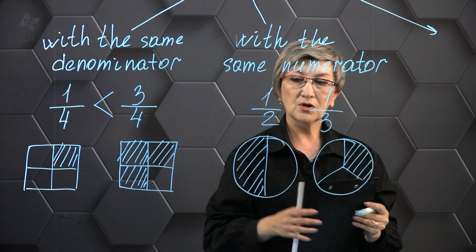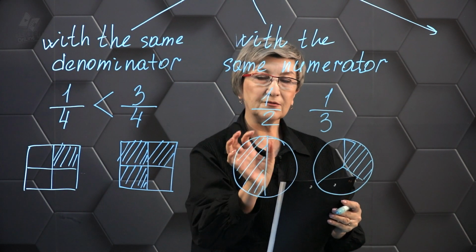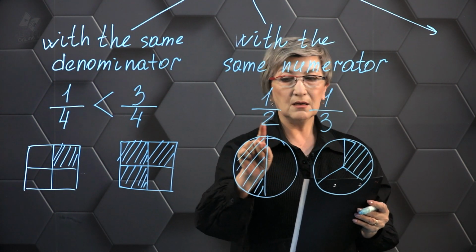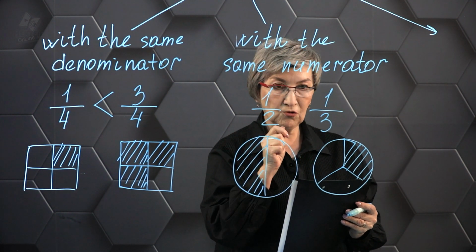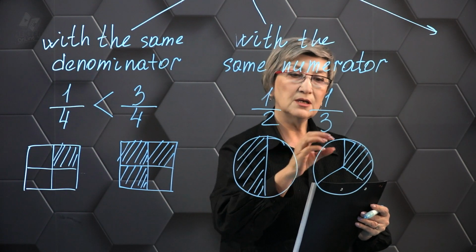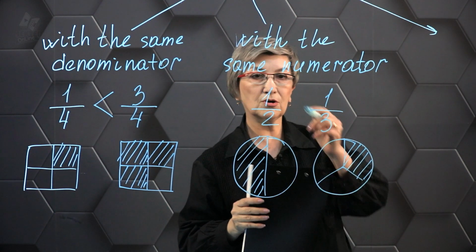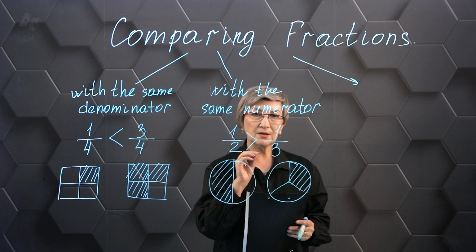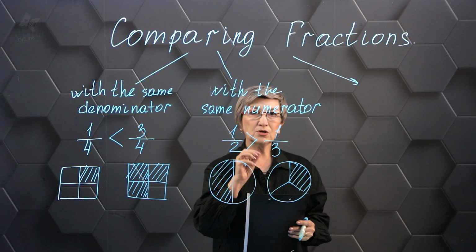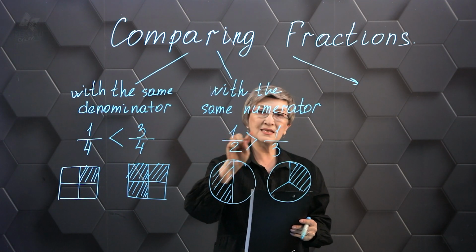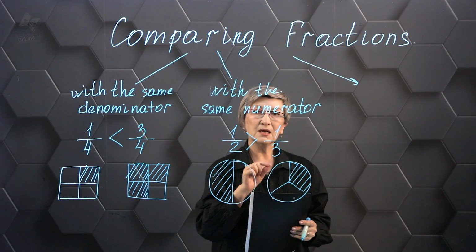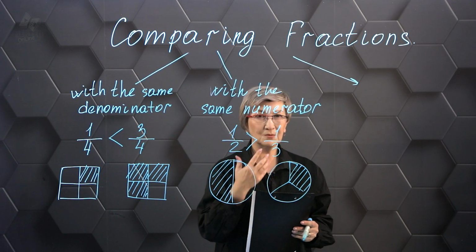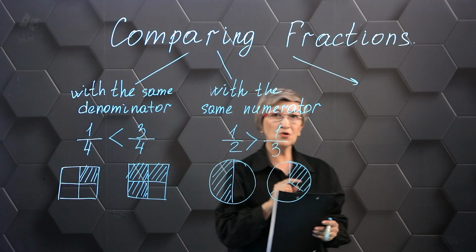Then I see that fraction 1/2 will be greater than fraction 1/3 because 1 part in 2 will be greater than 1 part in 3. I'll put the greater than sign. The result is the rule of 2 fractions with the same numerator: the fraction with the denominator less is greater. Let's look at the last case.